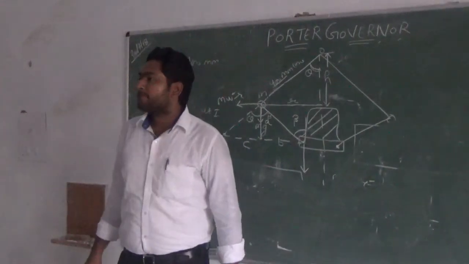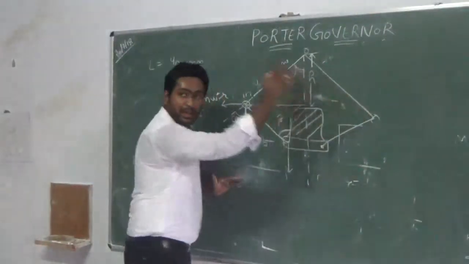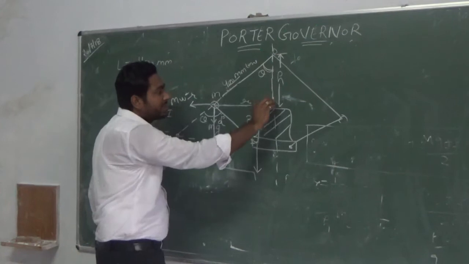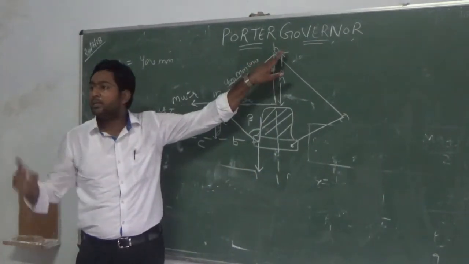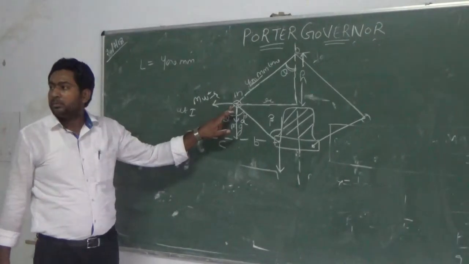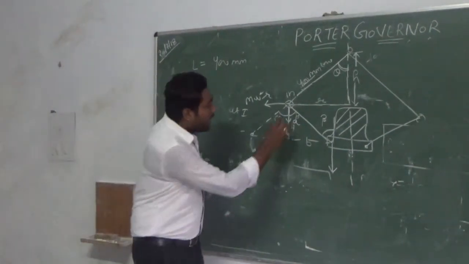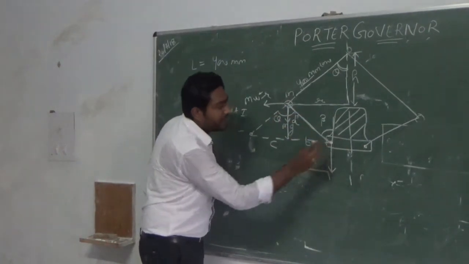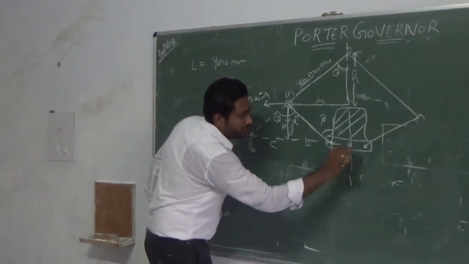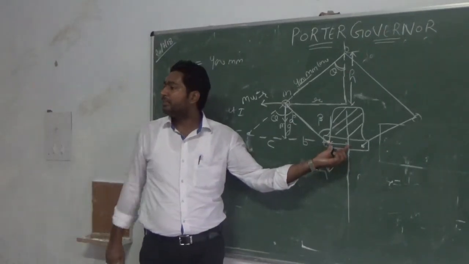Next, the upper arms are pivoted. The 2 arms above the fly ball are the upper arms, pivoted at point O, where the lower arms are attached to the sleeve at a distance of 45 mm from the axis of rotation. So this distance is 45 mm.